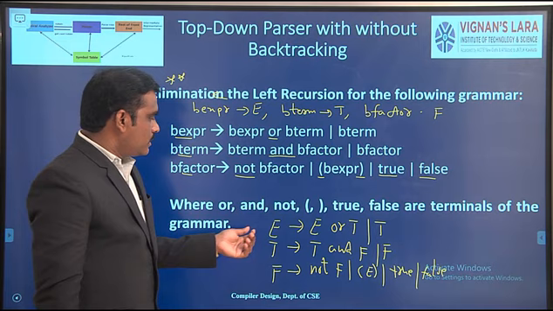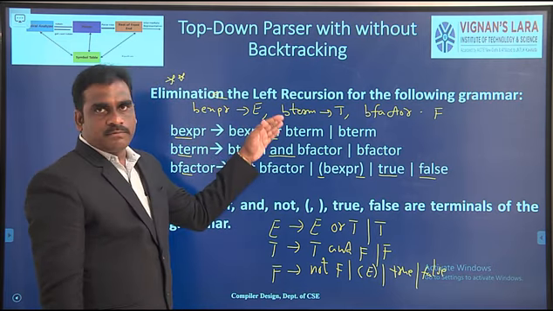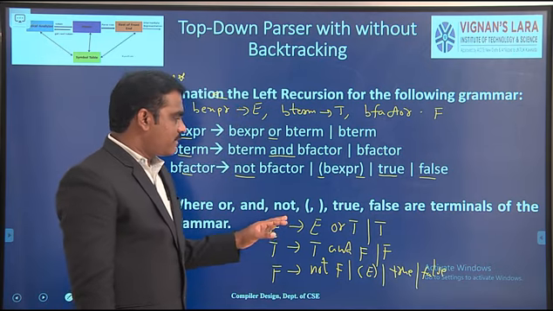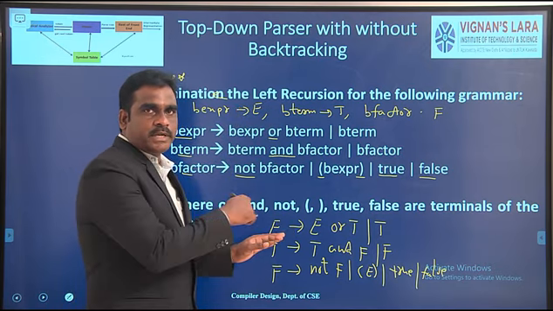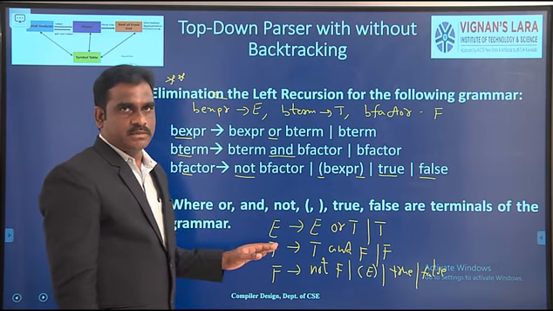After that, take each and every production and compare it with the left recursion form, whether it is in left recursion form or not. Suppose it is in left recursion form, then we have to eliminate it. Otherwise, you can write the same production as it is. Okay.